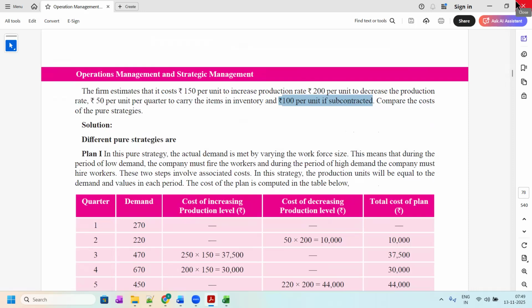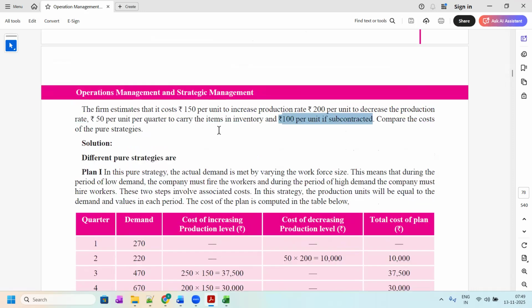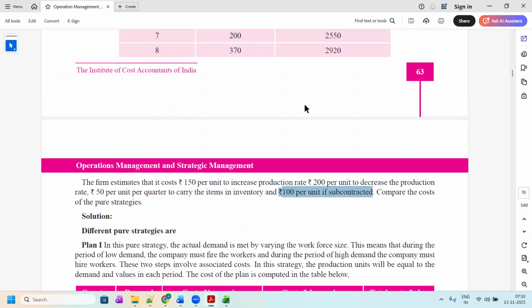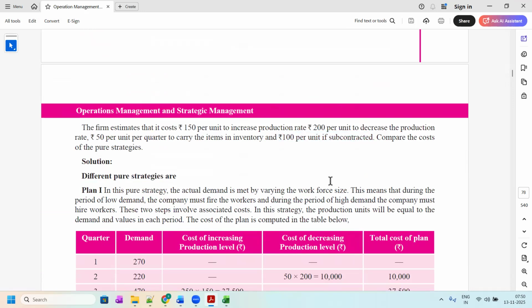Sir, are you writing it down somewhere? Yeah, I'm writing down those things so that while doing the numerical, I can explain it to you in a better way. And then the demand is given to us. This demand and cumulative demand is given. I'm writing on paper because if I start writing on the system, it would consume more time. Okay, sir.